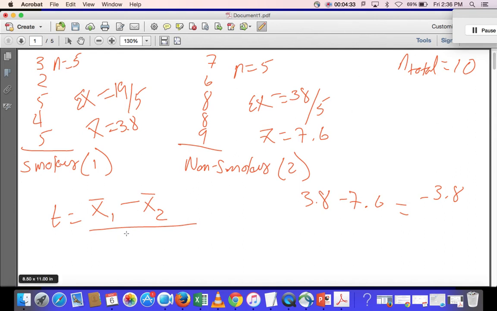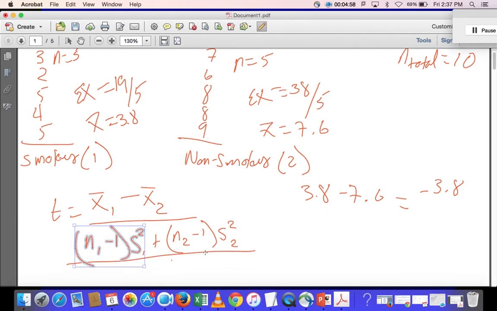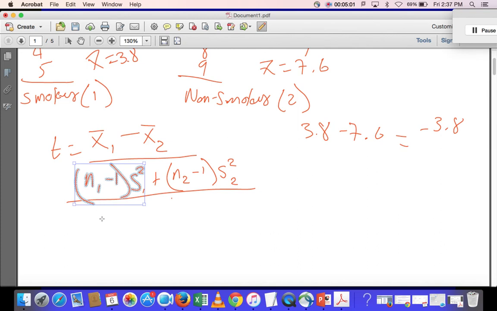And then in terms of my denominator, I just want to take a quick look at that. Remember that we have our sample size for group 1 minus 1. Multiply that times my variance for group 1. Plus sample size for group 2 minus 1 times variance for group 2. And we're going to divide that whole denominator by N1 plus N2, so the sample size of group 1 plus the sample size of group 2, minus 2.